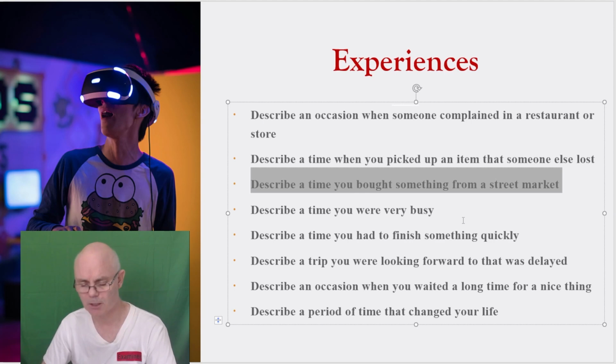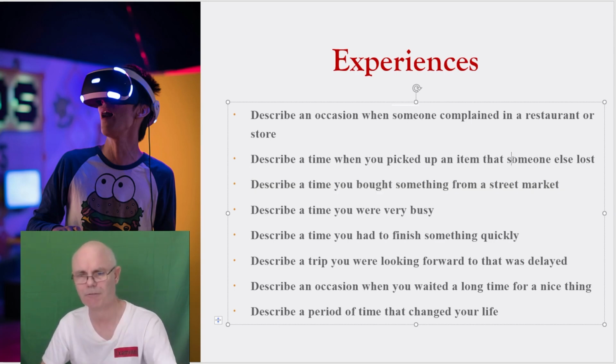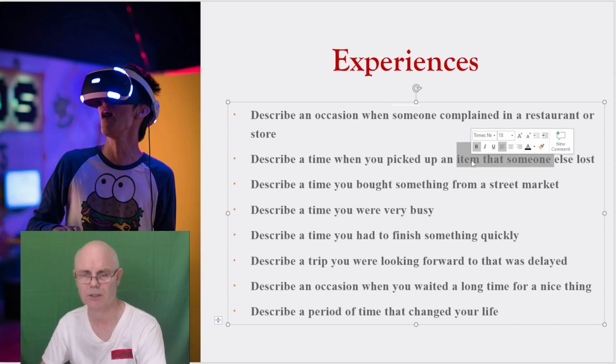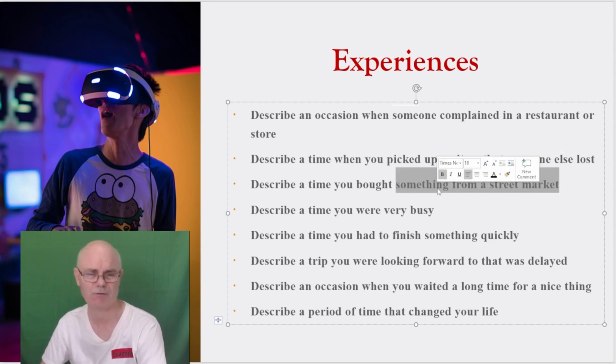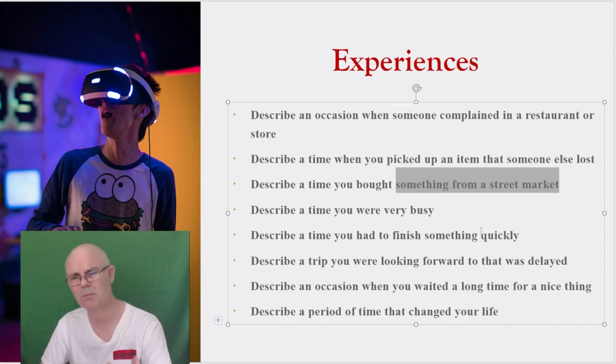It could be this thing that someone lost. I mean, I don't mean you brought it and someone lost it. I mean, if you're going to prepare to talk about a cell phone for this item here, a smartphone, then maybe you brought a smartphone from a market, if you can't think of anything else. But try and keep things real if you can.